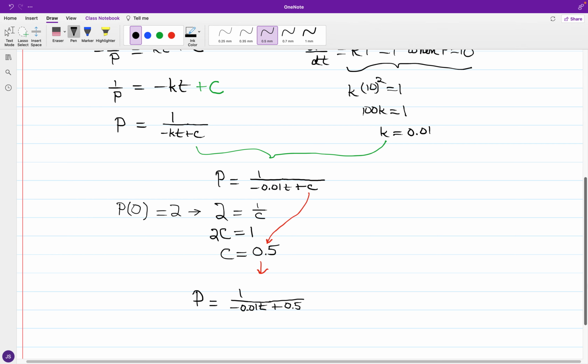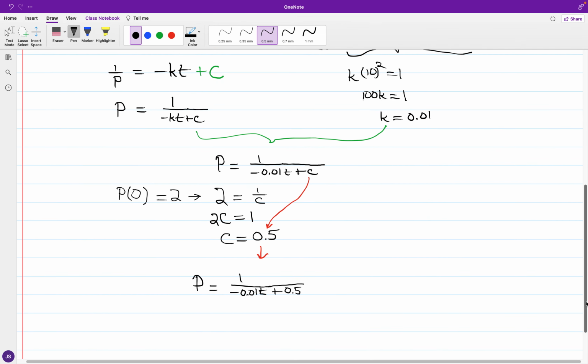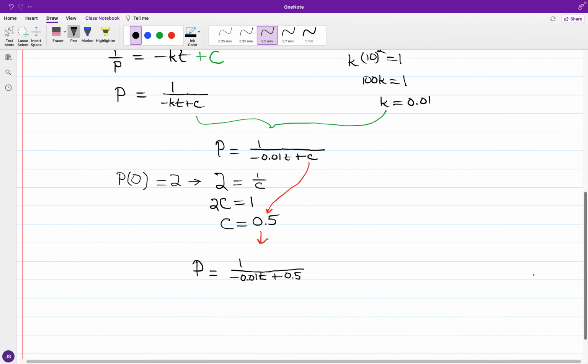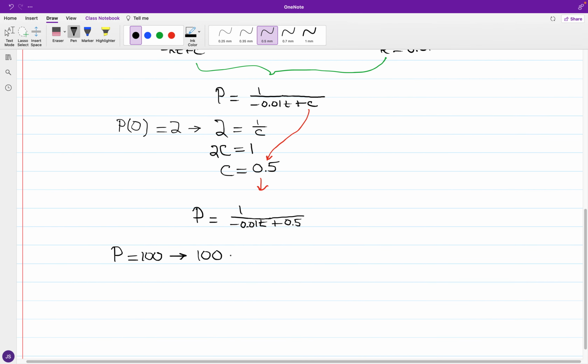Now, in terms of utilizing this equation, we're looking at how long it's going to take for the population to arrive at 100 rodents. So whenever we have p equal to 100, going back to our newfound equation, we have for p at 100, 1 over negative 0.01t plus 1/2.